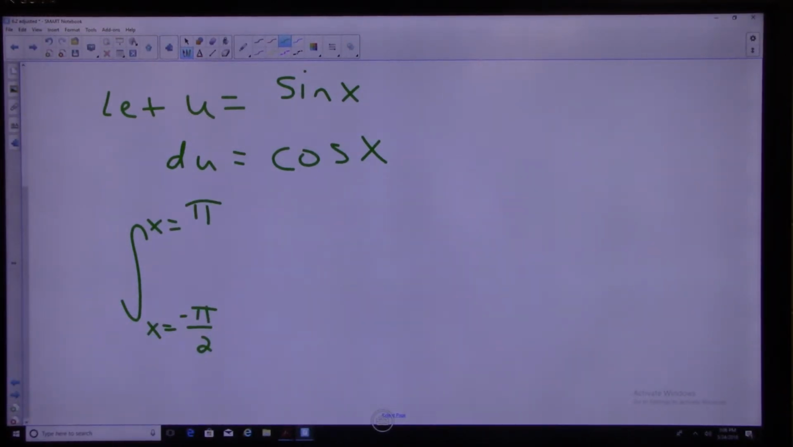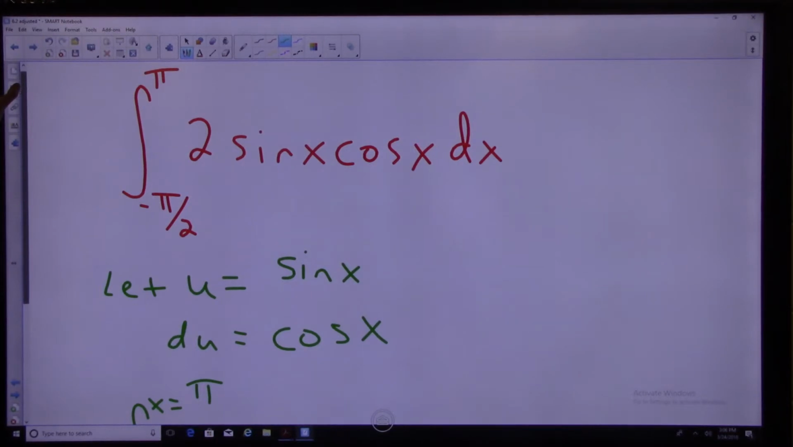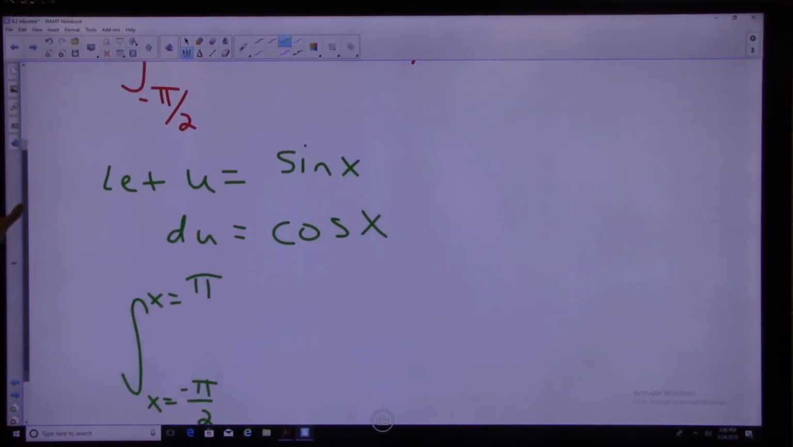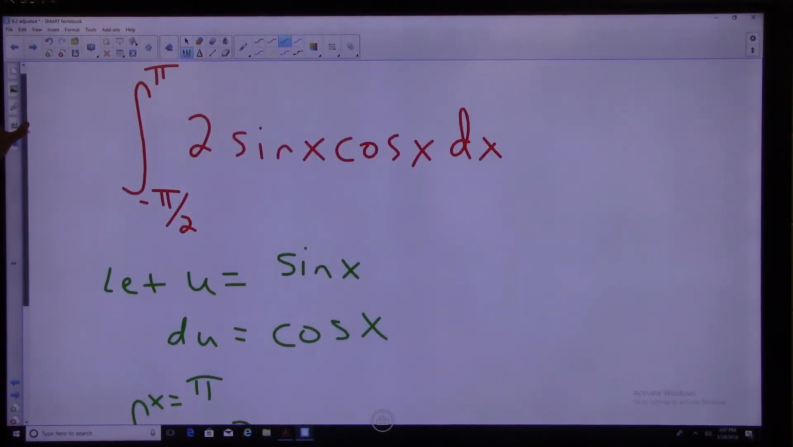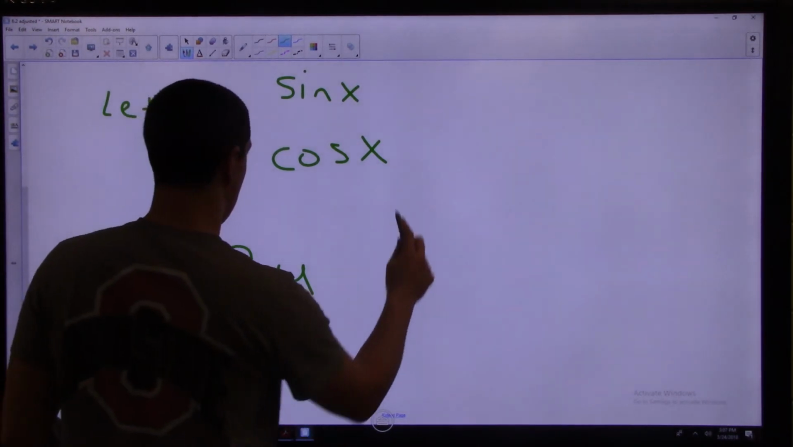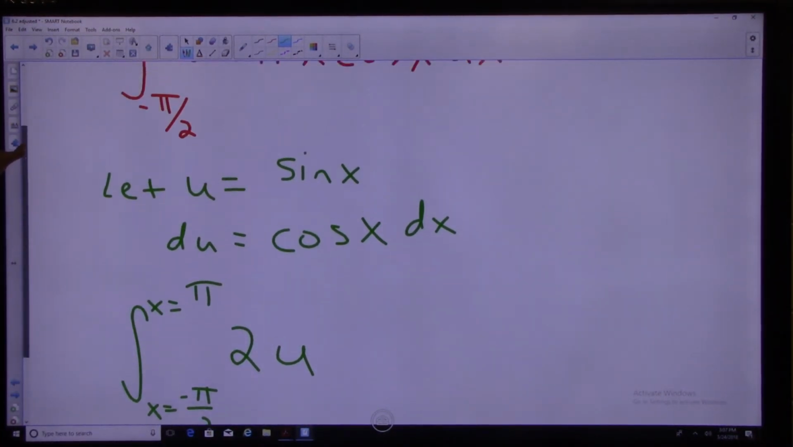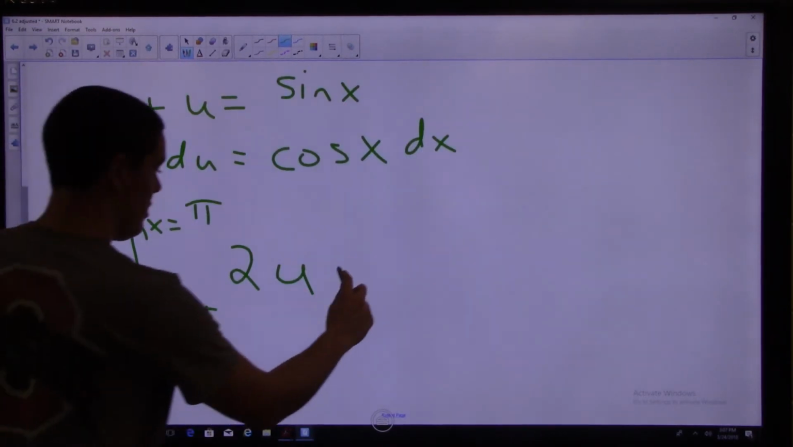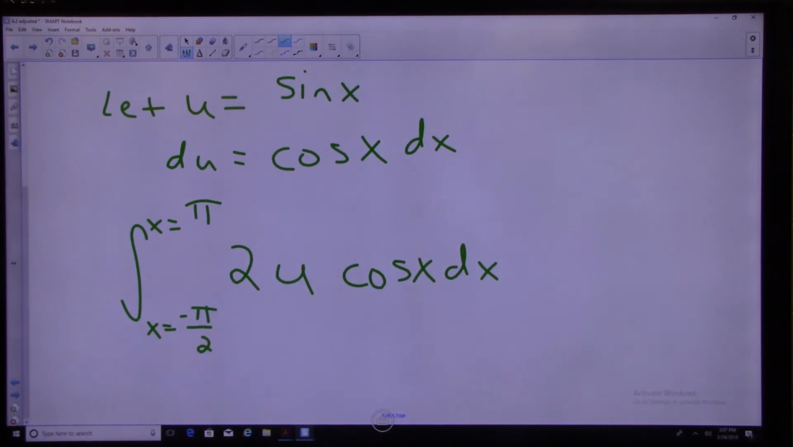then I want to replace, so this is going to be 2 times, well, sine x is u, isn't it? So it's going to be 2 times u, and then I'm going to leave it as cosine x dx. Sorry, I forgot that right there. So it's going to be 2 times u cosine x dx. Okay, makes sense? Hopefully it does.